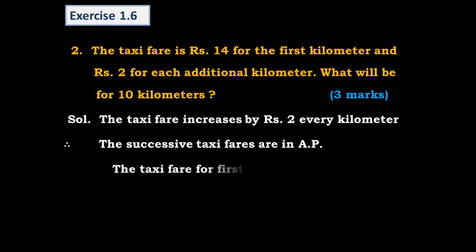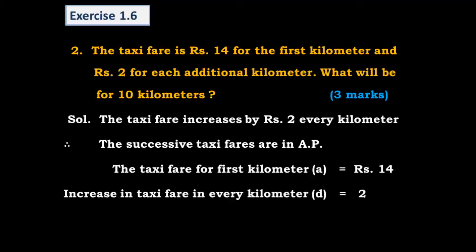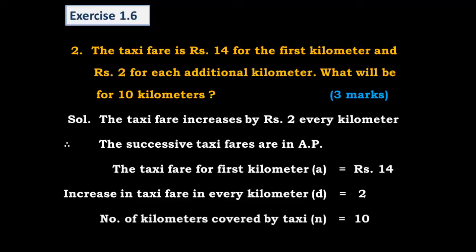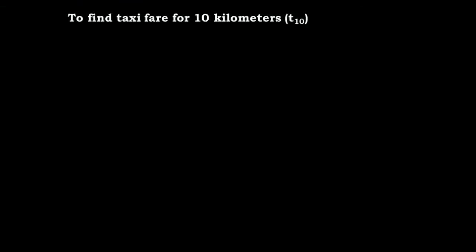Now the taxi fare for the first kilometer, that is first term A, is 14. Increase in the taxi fare after every kilometer is rupees 2. That means D is equal to 2. And we have to calculate after 10 kilometers. That means number of kilometers covered by taxi is N, that is equal to 10. So to find the taxi fare for the 10 kilometers, you have to find T of 10.